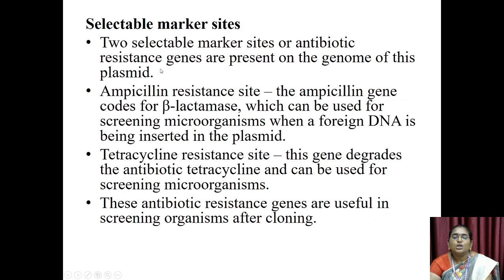Selectable marker sites. Two selectable marker sites or antibiotic resistance genes are present on the genome of this plasmid. Ampicillin resistant site: the ampicillin gene codes for beta lactamase, which can be used for screening microorganisms when a foreign DNA is being inserted in the plasmid. Tetracycline resistant site: this gene degrades the antibiotic tetracycline and can be used for screening microorganisms. The antibiotic resistant genes are useful in screening organisms after cloning.